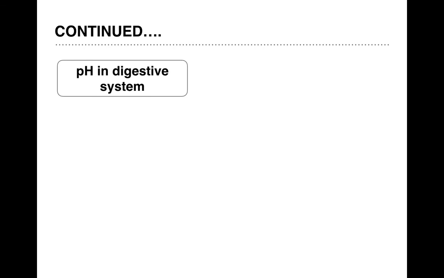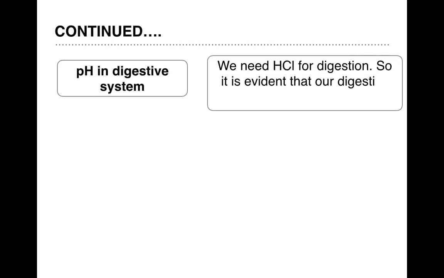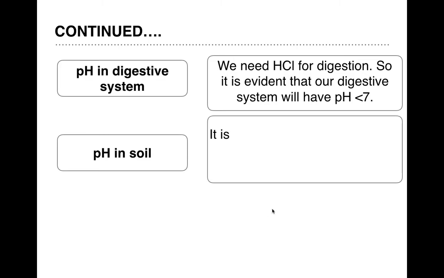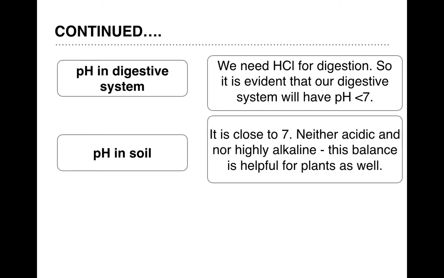There are a few examples of pH on different scales. pH in the digestive system: we need hydrochloric acid for digestion, so it is evident that our digestive system will have pH less than 7, mostly around 1.5 to 3.5. pH in soil is close to 7 because it can be neither highly acidic nor highly alkaline, because this balance is helpful for plants as well. Plants take food from soil, so pH in soil is close to 7, at the neutralization level.